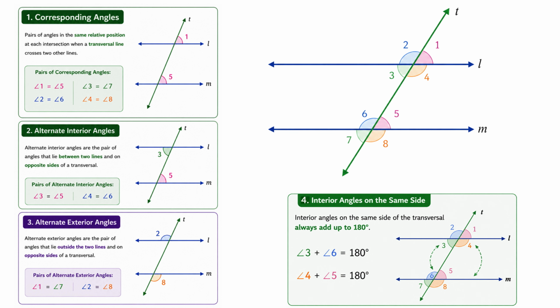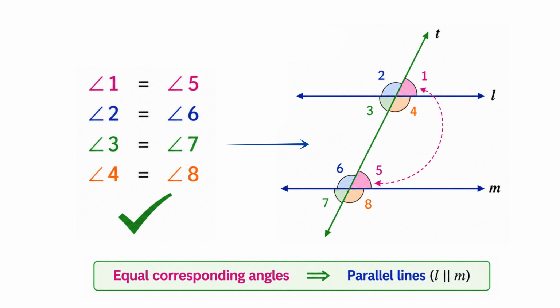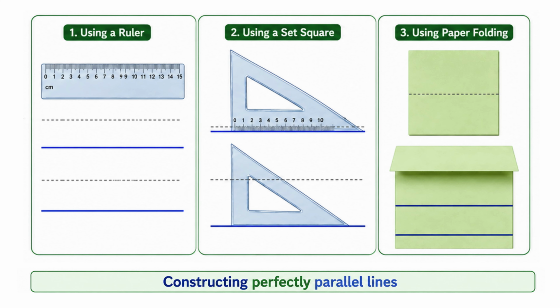These relationships become powerful tests for parallel lines. If the corresponding angles are equal, we can conclude that the two lines are parallel without extending them forever. The very same ideas also allow us to construct perfectly parallel lines using a ruler, a set square, or even paper folding.